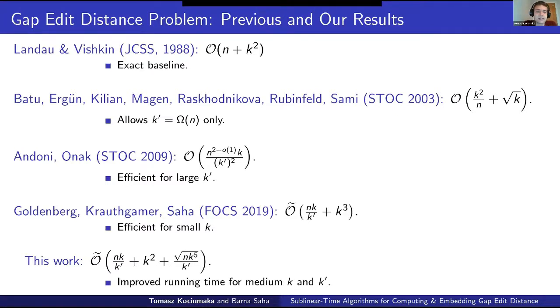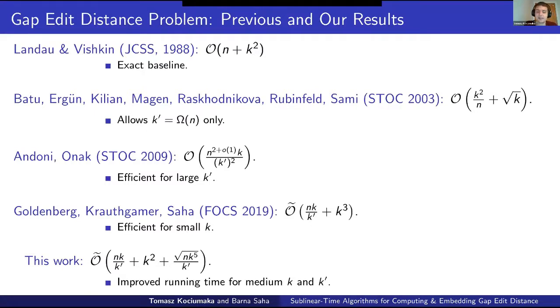This assumption was lifted by Andoni and Onak, at the cost of slightly larger running time. And this running time is still sublinear when k prime is quite large. So in particular, k prime must be much larger than square root n for this algorithm to achieve sublinear running time. The other end of the spectrum was tackled at last FOCS by Goldenberg, Krauthgamer, and Saha, who provided an algorithm with running time nk over k prime plus k cubed, ignoring polylogarithmic factors, and this is very efficient for small values of k. And in this work, we improve upon the last algorithm, and our running time is strictly better for medium values of the threshold parameters.